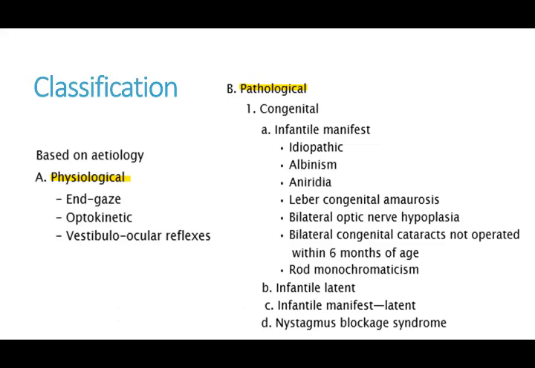Now, this is a very long classification, and this is where we'll end today. It's based on etiology. It can be physiological or pathological. Physiological is usually end gaze, optokinetic, vestibulo-ocular reflexes. Pathologically, it can be congenital, infantile manifest, idiopathic, albinism, aniridia, Leber's congenital amaurosis, bilateral optic nerve hypoplasia. So all these are congenital conditions.